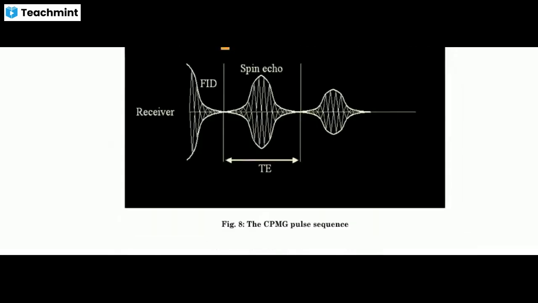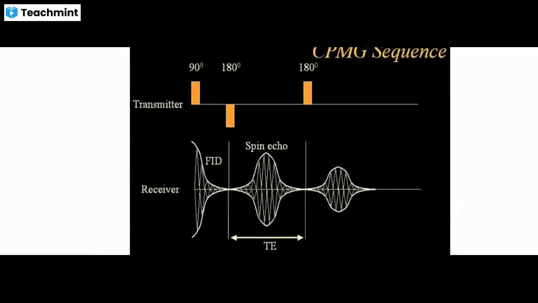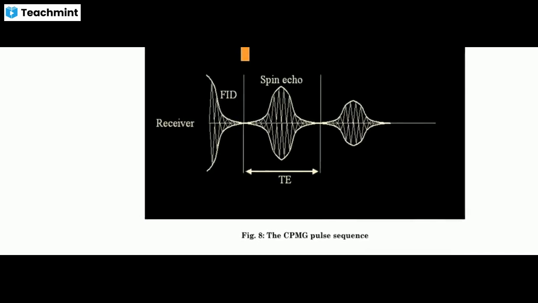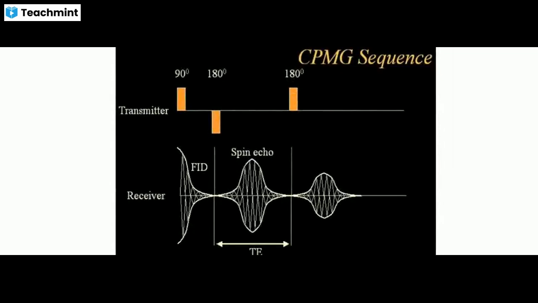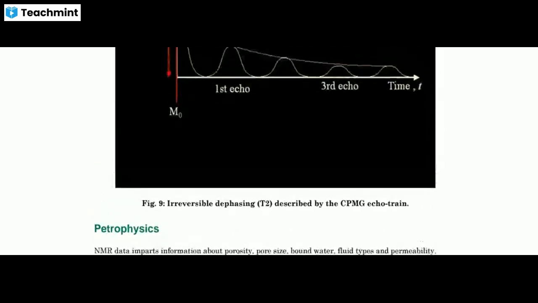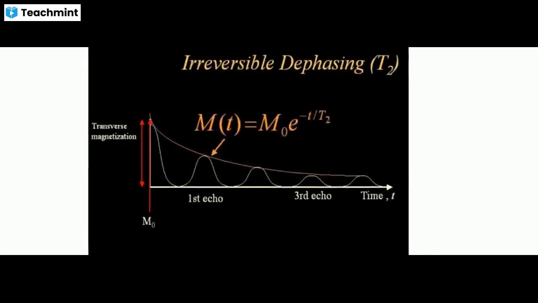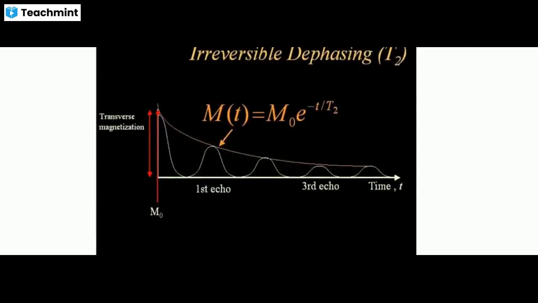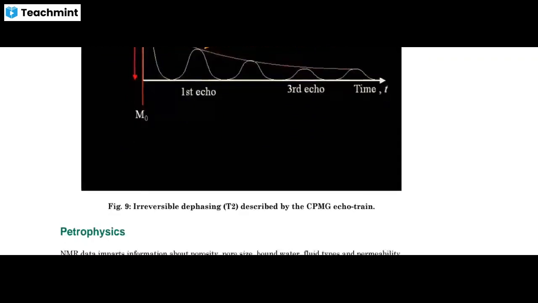So now the CPMG pulse sequence you can see here. FID receiver, TE spin echo, so 90, 180 and 180 transmitter. You can see here the CPMG pulse sequence. Then irreversible dephasing, T2, is described by the CPMG echo train. You can see here irreversible dephasing, T2, determined by the equation M(t) equals M0 e to the power minus t by T2. So first echo, third echo, then time t. So this is the irreversible dephasing.